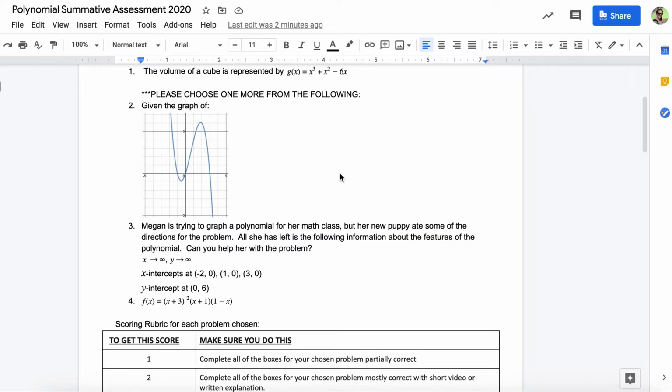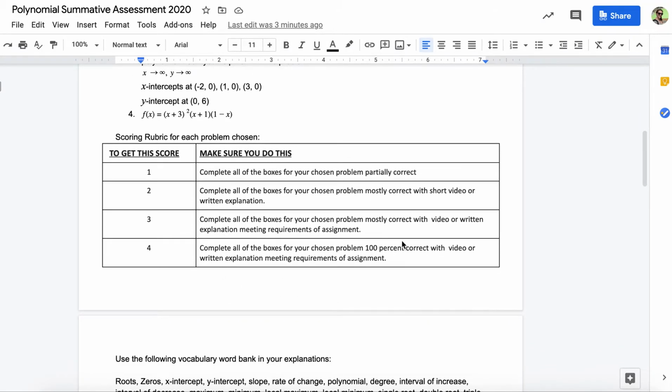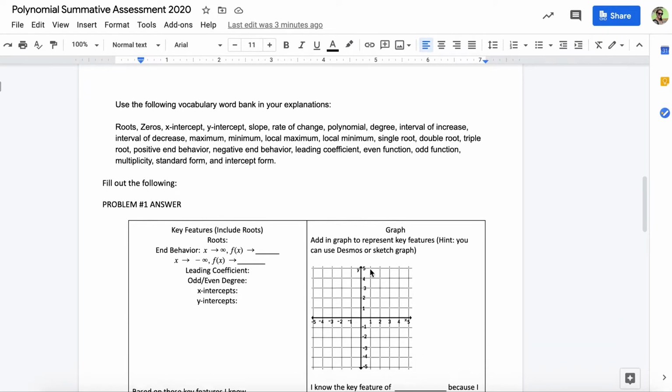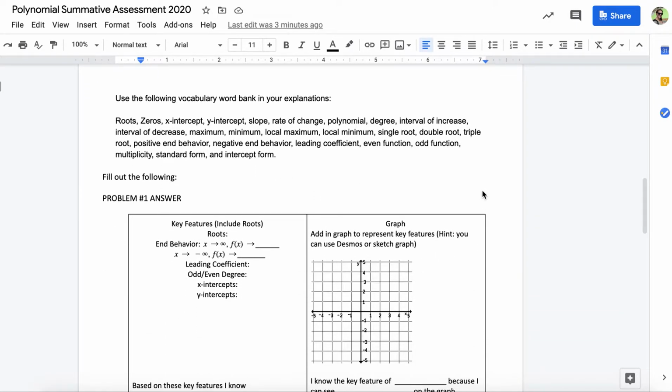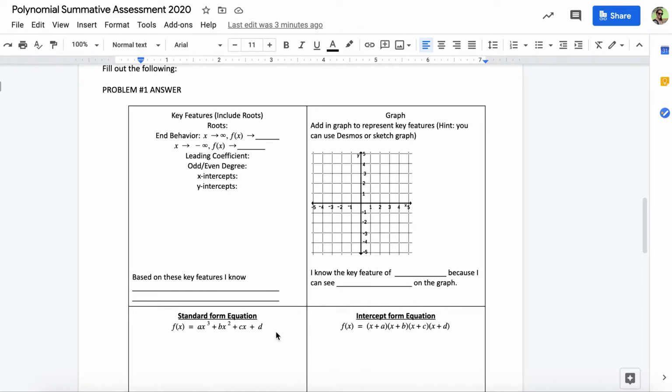So this video is going to explain the premise of the assessment, and then it's also going to show you a sample video that you can do to record yourself for this assignment. Okay, so the rubric is pretty much the same as before, and you also have a vocabulary bank as well. I really encourage you guys to focus and work with these vocabulary words. They help us as teachers better understand how you are getting the concept, and also it helps clarify what you're really understanding.